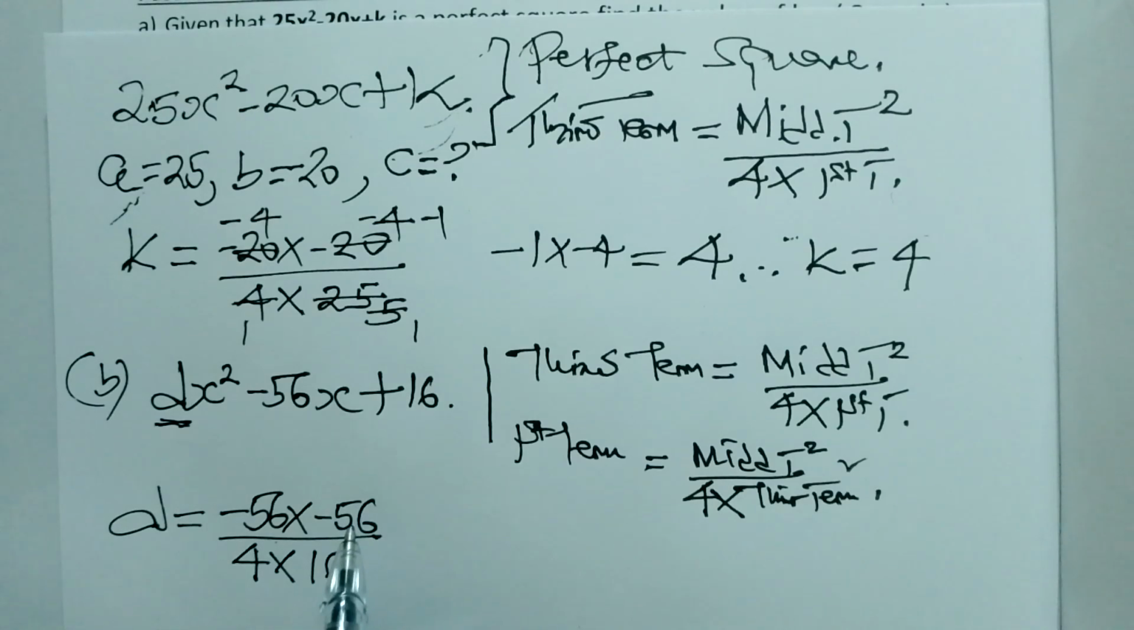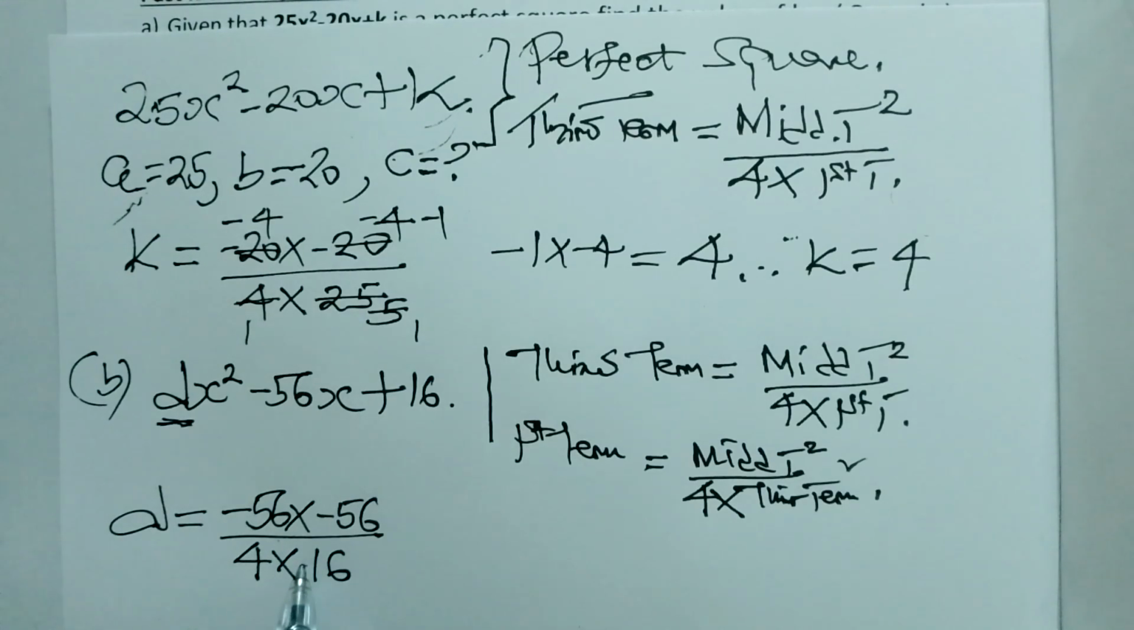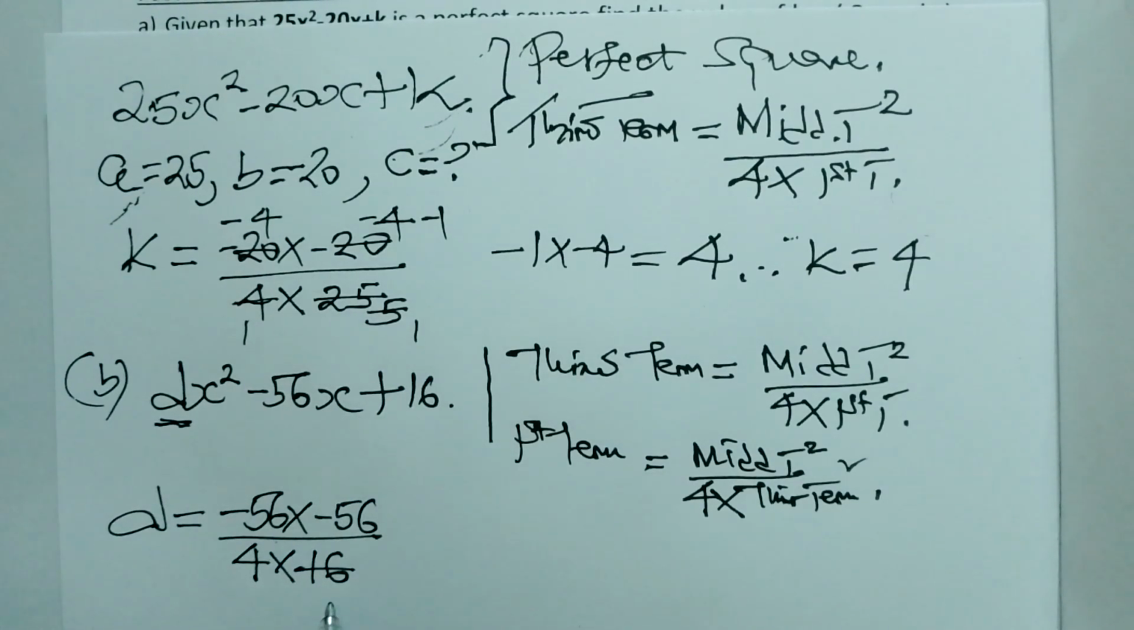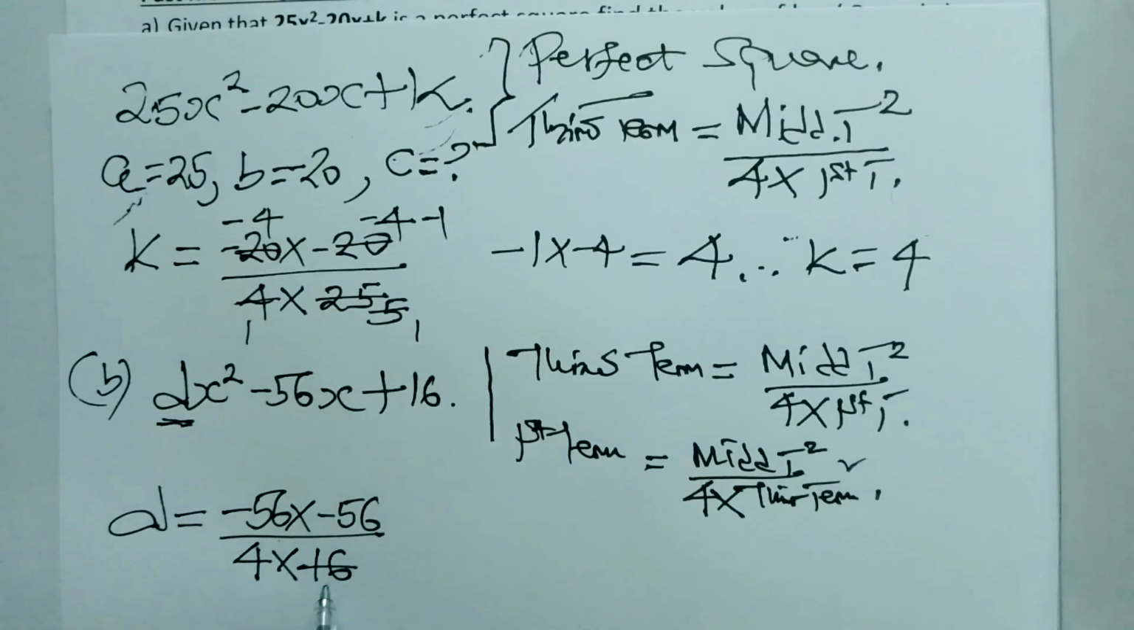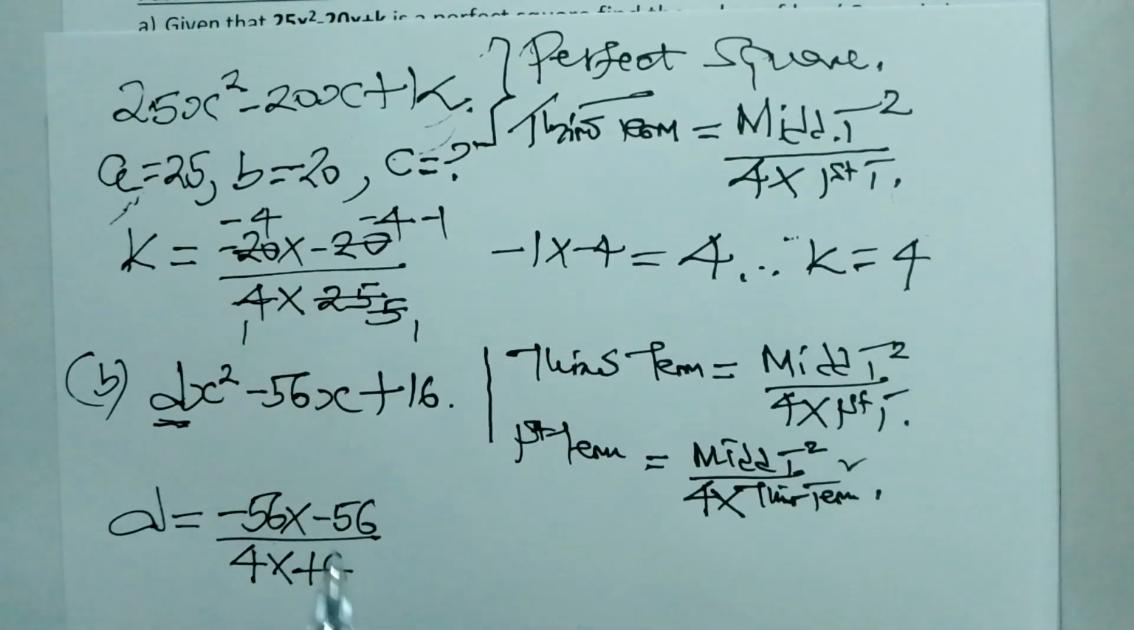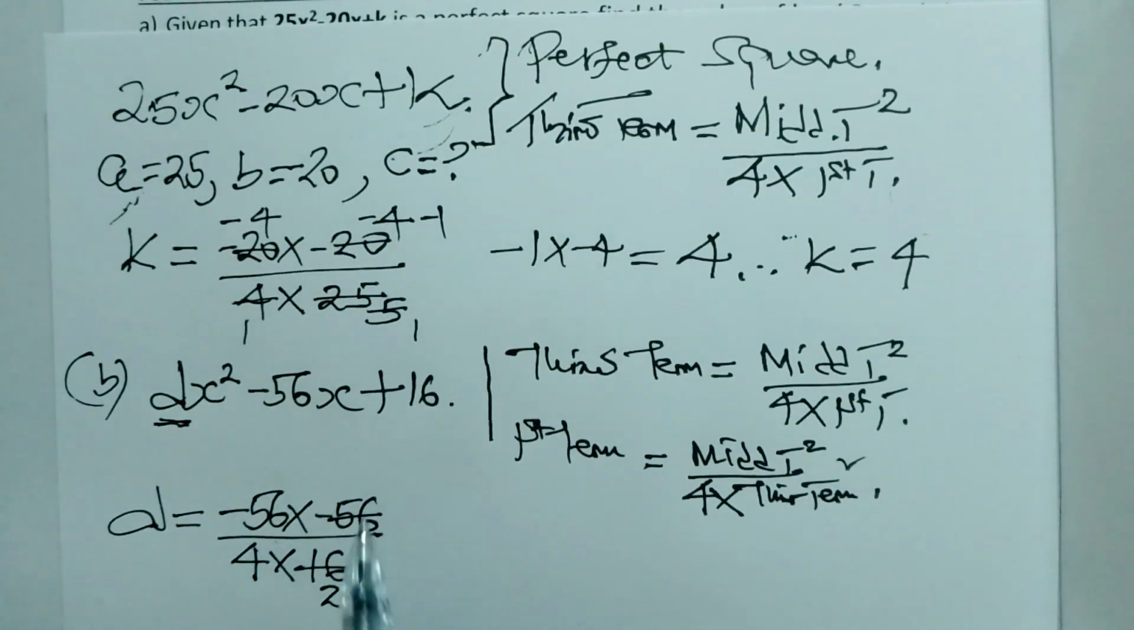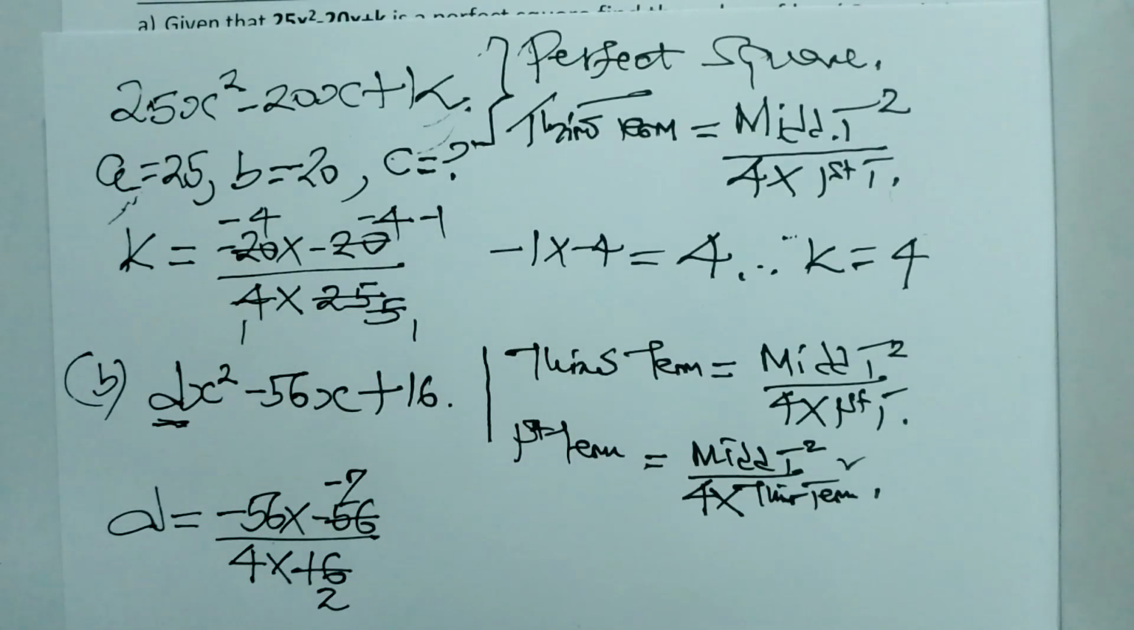The common factor between negative 56 and 16: 8 can easily get into 16 twice, and 8 will get into negative 56, negative 7 or 7 times.